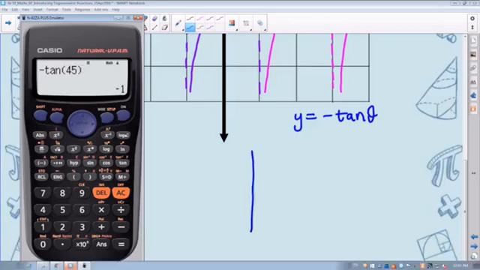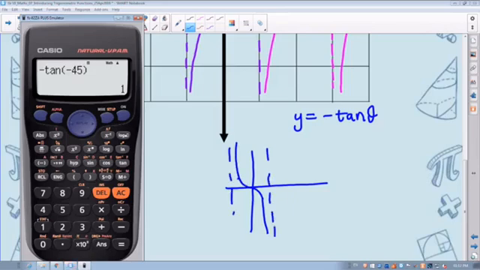Which means in this new graph, at 45 degrees, we've got a value over there. And then if we go negative tan of negative 45 degrees, negative 45, oh, let's get our 5 in there and close our brackets, we get a value of 1. So that means our graph now goes like that. And we have our asymptotes.